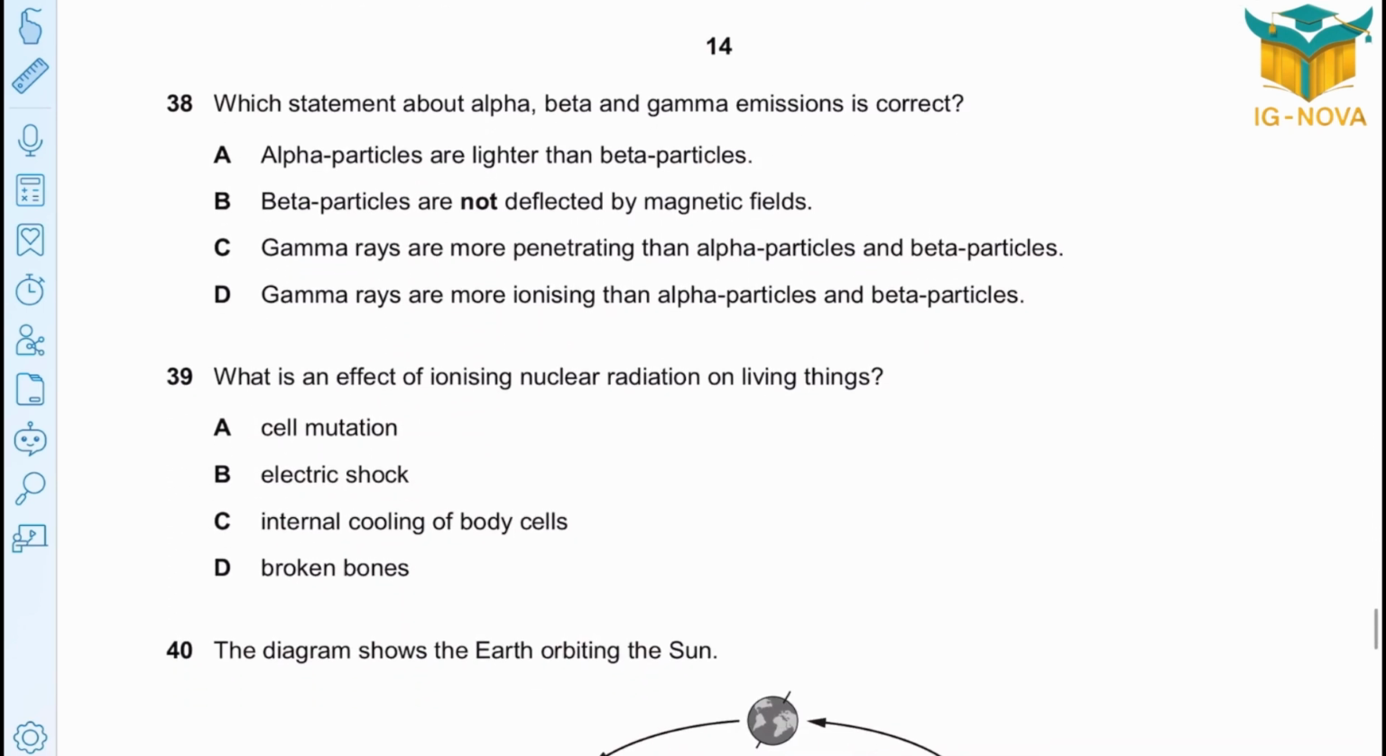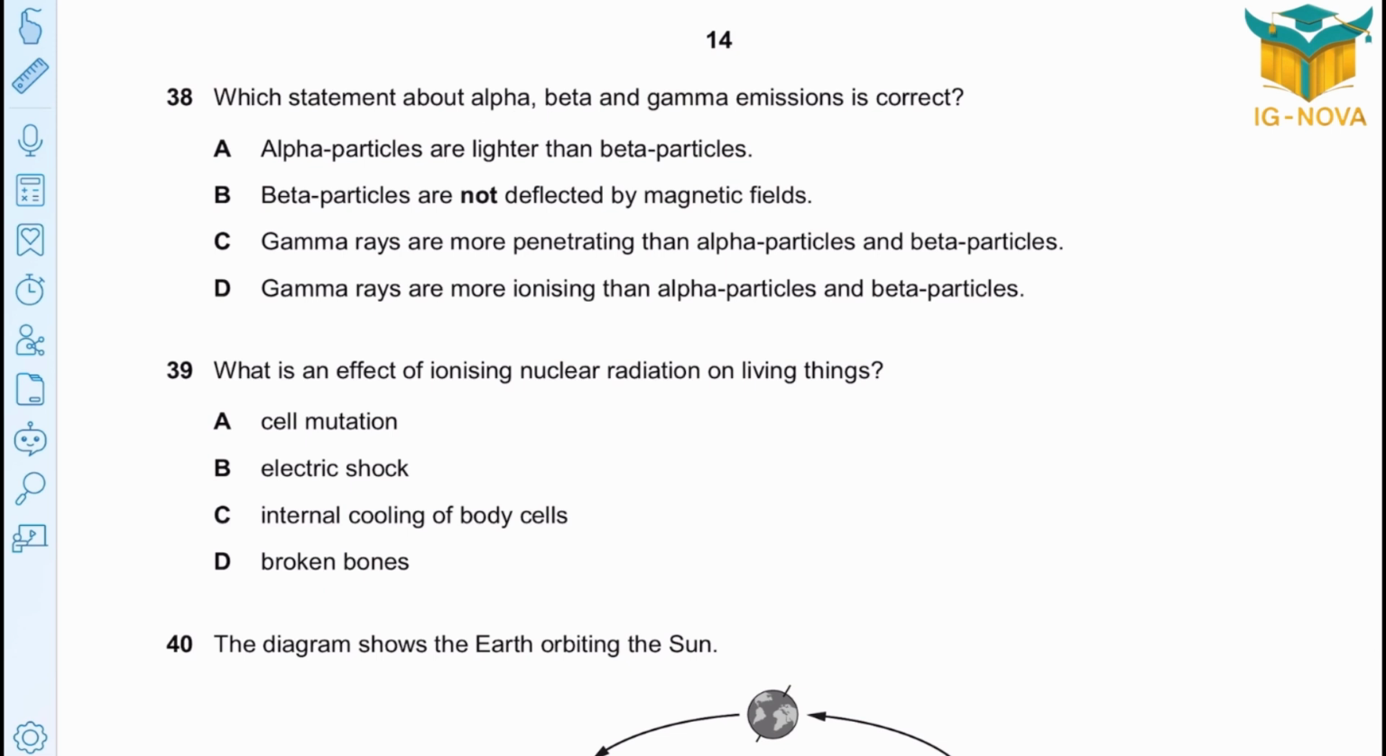For 38, which statement about alpha, beta, and gamma emission is correct? A, alpha particles are lighter? Surely no. The lightest one is the gamma ray. B, beta particles are not deflected? No, beta particles have a negative charge, so surely not B. C, gamma rays are more penetrating than alpha. Yeah, surely this is the correct option.